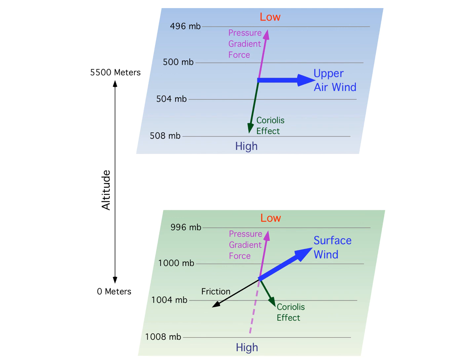This diagram displays the difference in the forces involved in a surface wind that's located at the bottom of the diagram and an upper air wind. So as we can see, the upper air winds are blowing 90 degrees relative to the pressure gradient force.